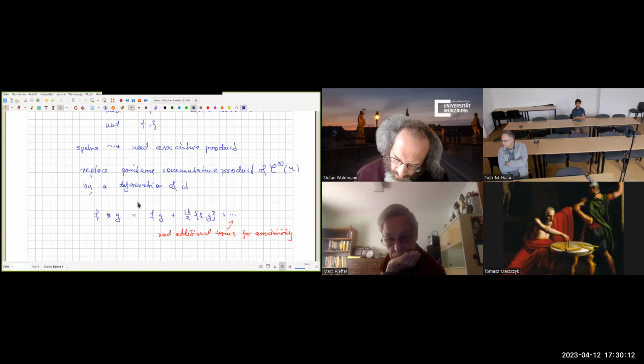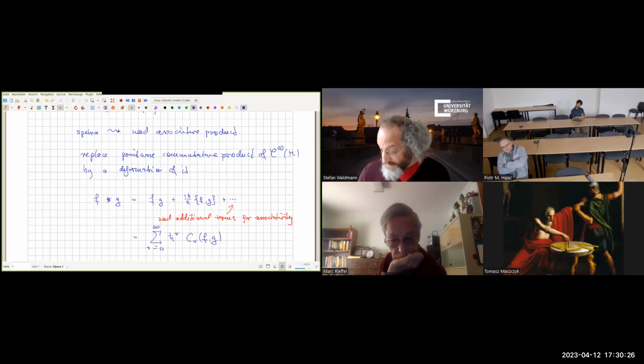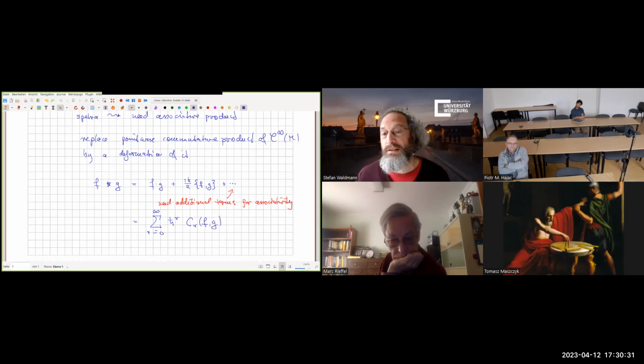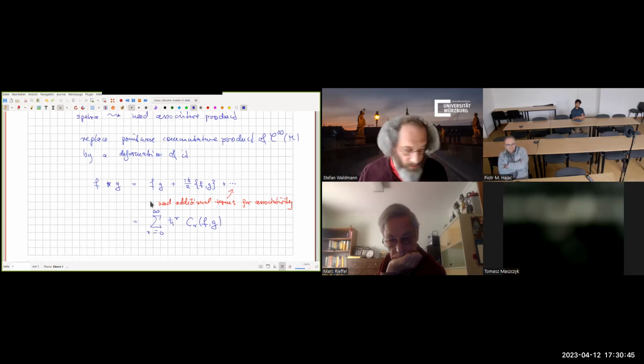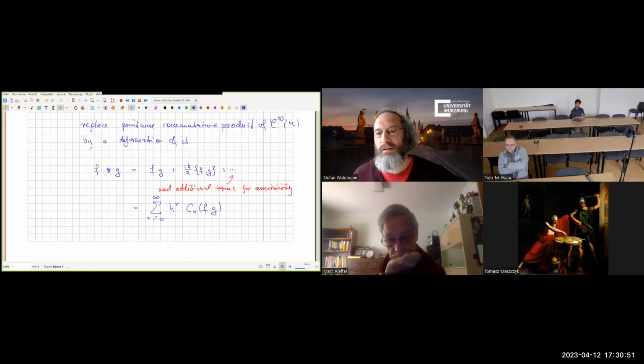So we need a whole series. If we expand things in h bar, then there will be some coefficients depending on the functions, of course. And we will need all orders of h bar in order to have a chance to restore associativity. If we terminate this series for generic functions, this will not be associative. And so this is all the problem of deformation quantization, and that we need these infinitely many terms here.